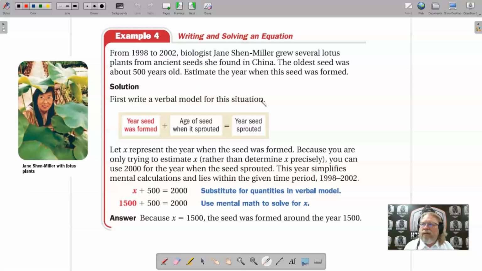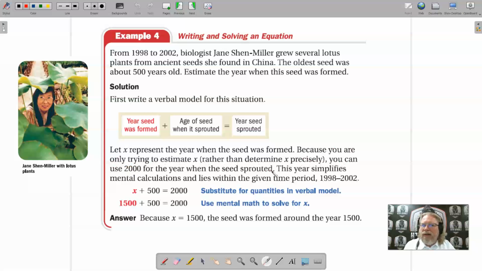So we could write a verbal model for this sentence. We could say the year that the seed was formed plus the age of the seed when it sprouted is equal to the year the seed sprouted. So we're going to let X represent the year when the seed was formed. So they're asking us, what year was the seed formed? And because you are only trying to estimate X rather than determine X precisely, you can use 2000 for the year when the seed sprouted.